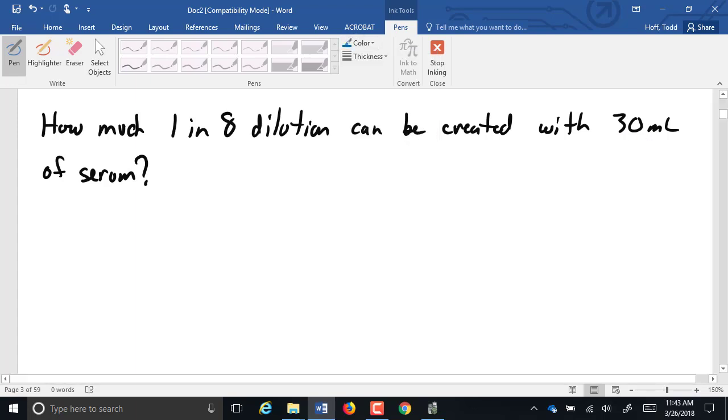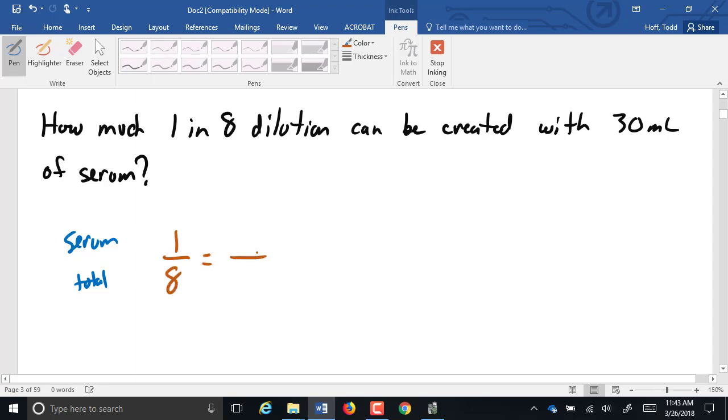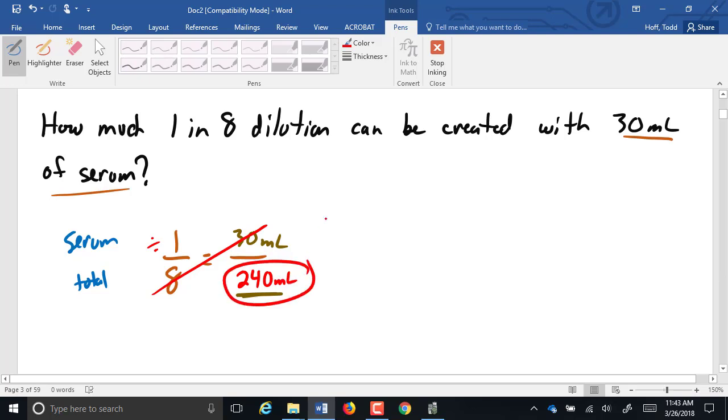So our serum to total solution is what our dilution represents. So the 1:8 does represent what we have and what we're looking for here. We have 30 milliliters of serum, and we want to know how much total solution that'll create. So simple cross multiply and divide. 8 times 30 is 240, divided by 1 is still 240 milliliters. So we can create 240 milliliters of that 1:8 dilution, total solution.